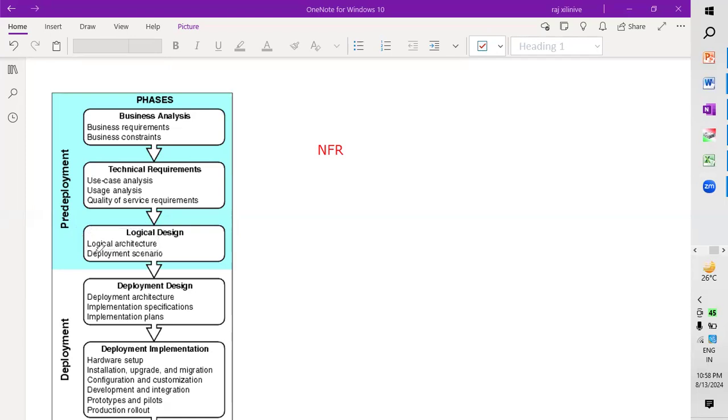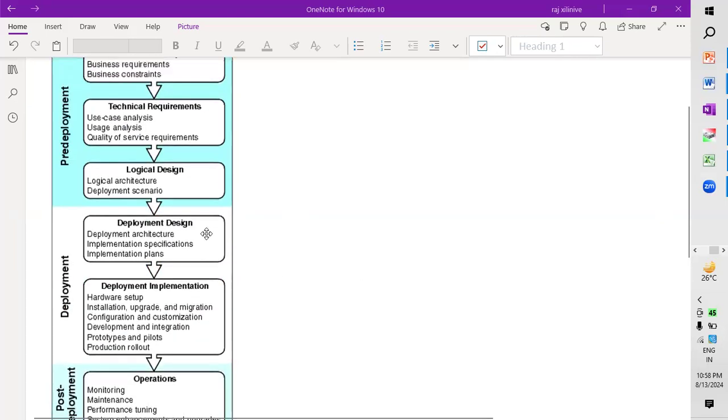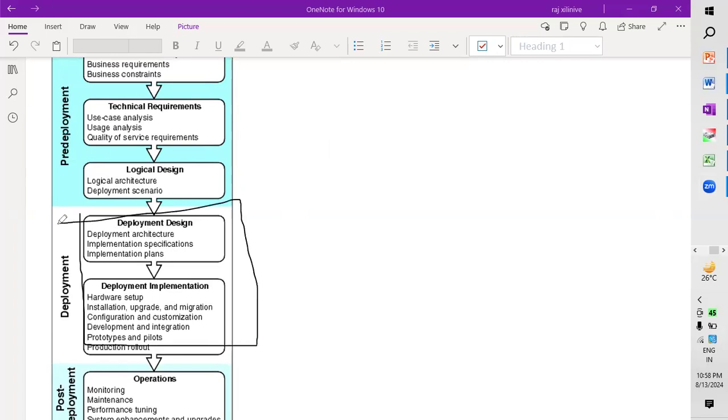Followed by this, the different deployment scenarios which are to be deployed all come under the pre-deployment. This is what we do in the first phase. Now, the second phase is the deployment phase. When it comes to the deployment phase, there will be two different things. One is the deployment design. Second is the deployment implementation.